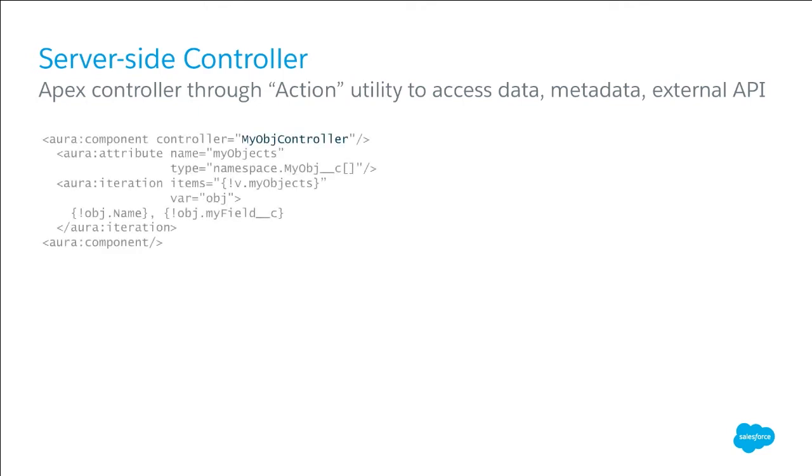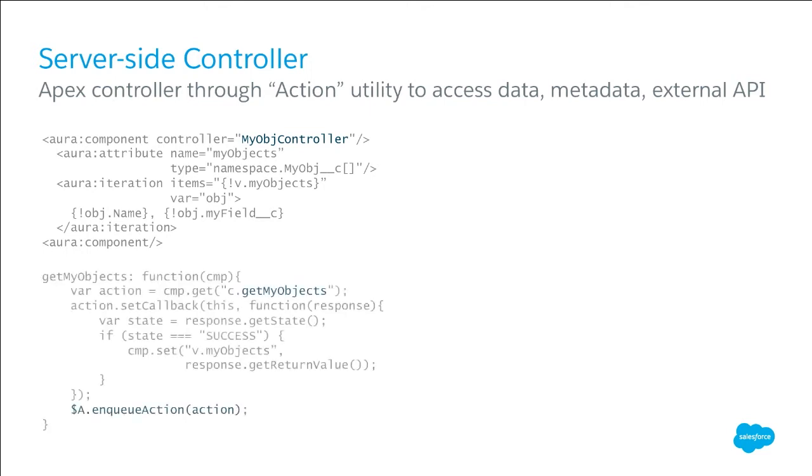This is a simple demonstration of how to do that. You have a myObjects attribute, and it's an array of a custom object called myObj_c, and we iterate through the myObjects. And how do you retrieve myObjects? That is through using the action utility. Just get the method. So if you look at the top, the controller says myObjectController. That is an Apex controller. And getMyObjects is an Aura-enabled method inside the Apex controller.